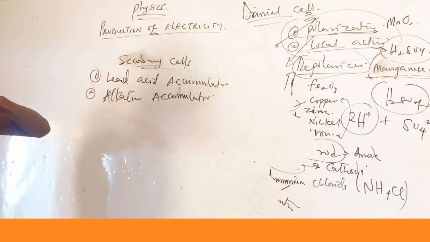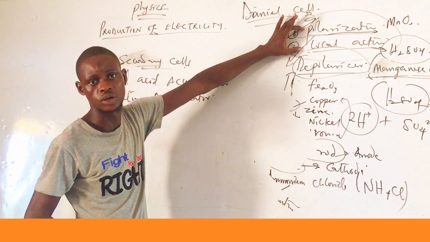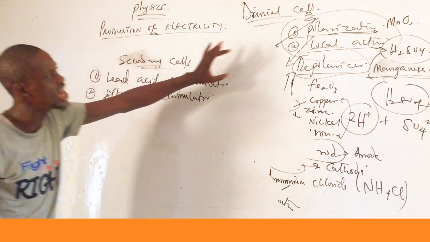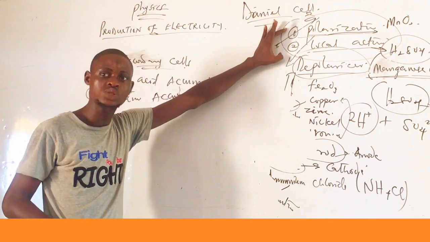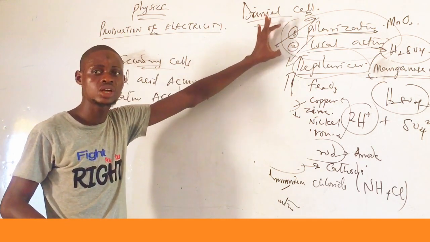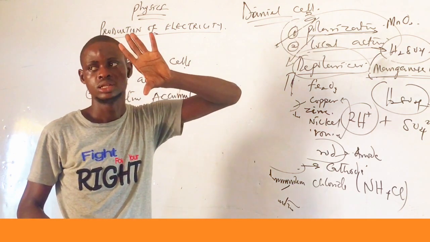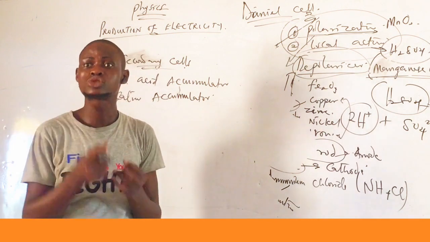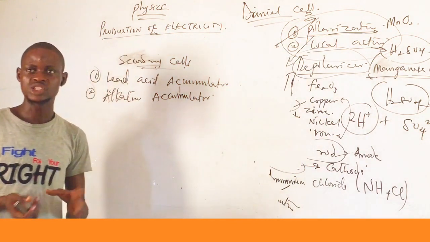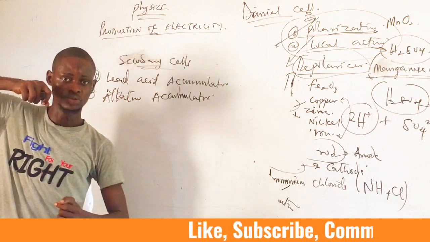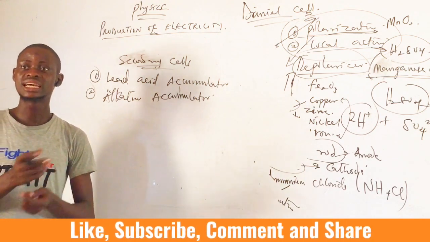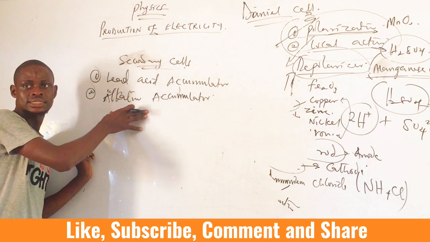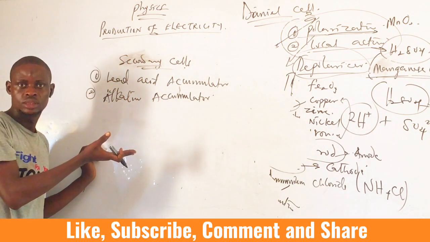Now please take note of something. These 2 effects, polarization and local action, do not affect secondary cells. They can only affect the primary cells. That's one of the major reasons why a primary cell can only be used once. The only way you can use it again is by what? Changing the electrodes and the electrolyte completely. That means once we use them, we need to remove the carbon rod and replace it with a new one, then the electrolyte should also be replaced with a new one. But these ones are not like that. Secondary cells can be recharged.